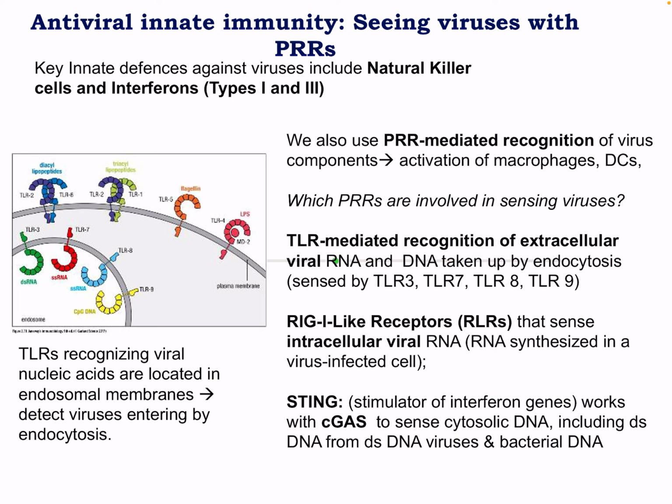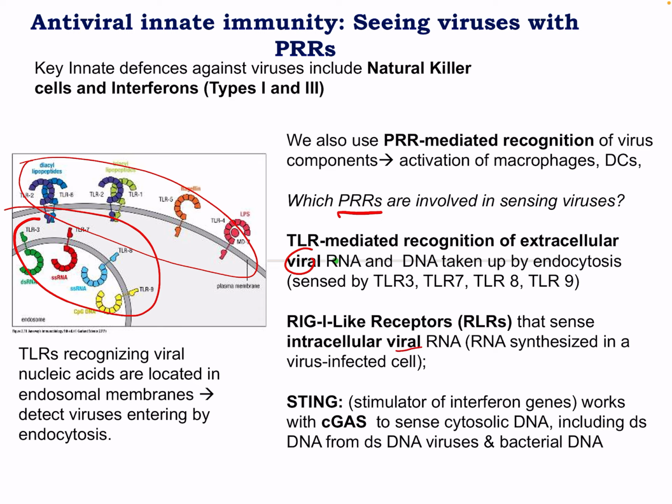TLR-mediated recognition of extracellular viral RNA and DNA is taken up by endocytosis. And these are sensed by these ones, as you can see here, TLR3, 7, 8, and 9. These recognize the viral DNA components and RNA components, compared to these ones that tend to detect bacterial components in extracellular spaces. We also have RIG1-like receptors, or RLRs, that sense intracellular viral RNA.